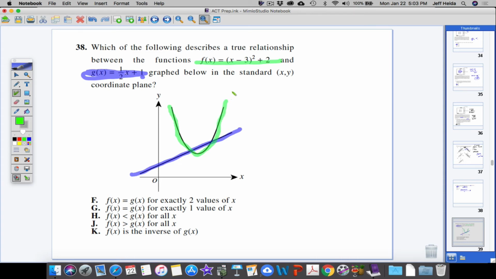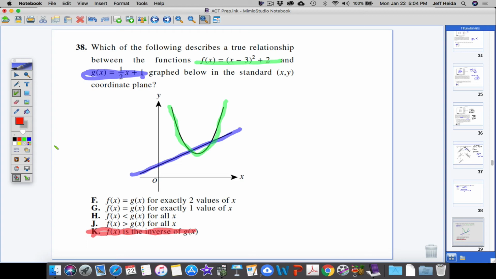So we have this. Now, the question asks, when is f of x equal to g of x? F of x less than, f of x greater than, and f of x is an inverse of g of x. Well, we're just going to get rid of K. We don't want to deal with the inverse. It's not an inverse, and we can talk about inverse functions later. We're just going to get rid of that.